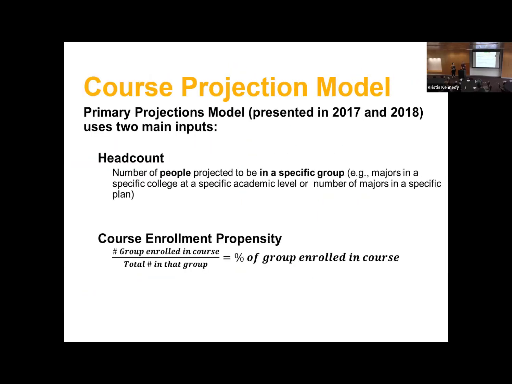So we've presented on our course projection model, which is just one piece of the puzzle, and we've got a small summary here. If you want to go back and look at our slides from 2017 or 2018, please let us know. But our course projections model basically has 2 main inputs. We have headcount and course enrollment. For immersion, the headcount piece is the most difficult. The headcount is what drives our enrollment projections.